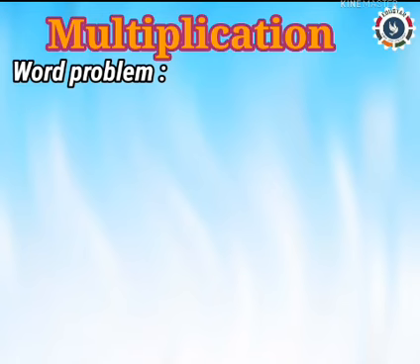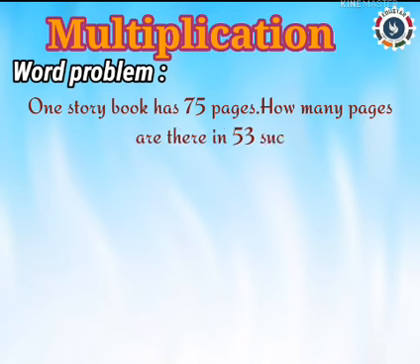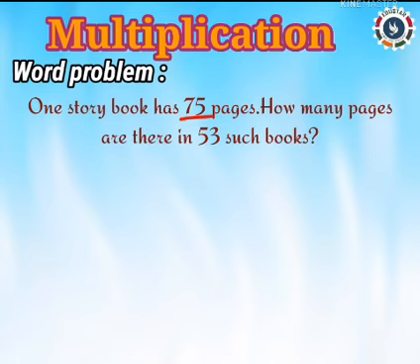Next word problem. One storybook has 75 pages. How many pages are there in 53 such books? Here, they gave pages in one book. We have to find the pages in 53 books. That is, pages given in one book and asking for many books. So we have to multiply.